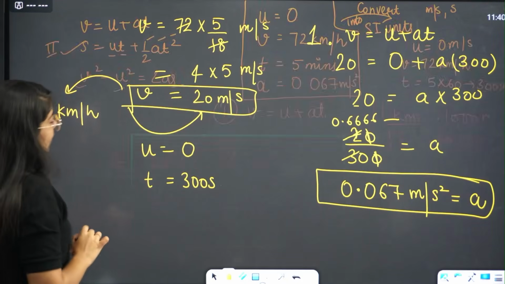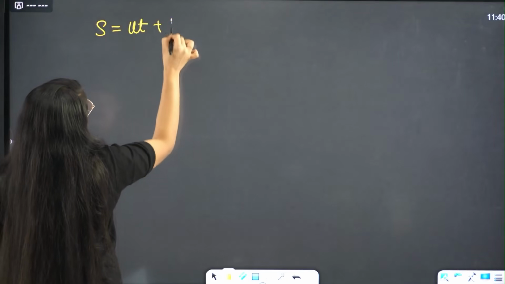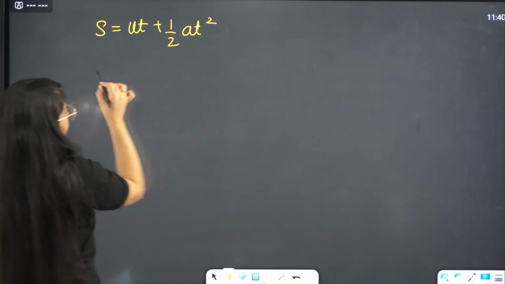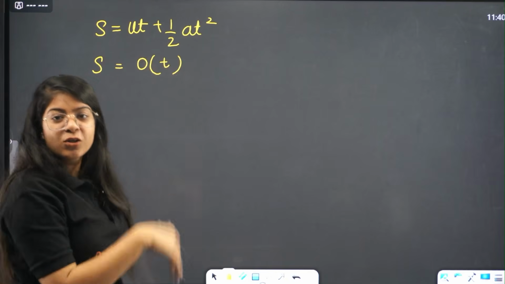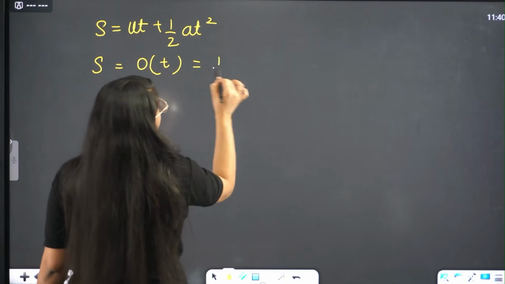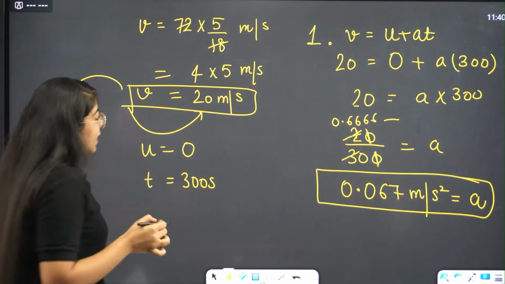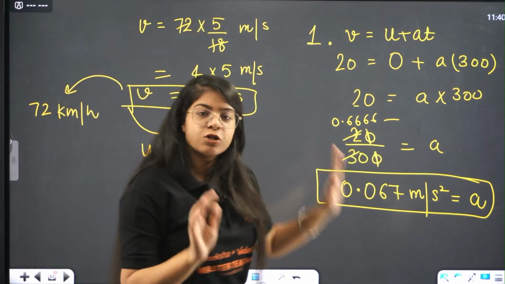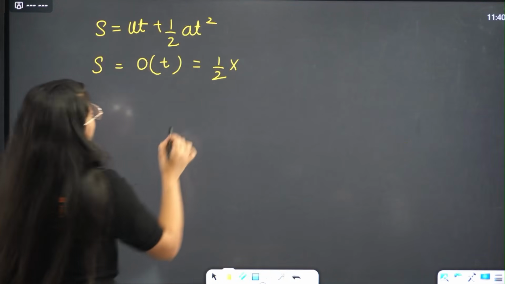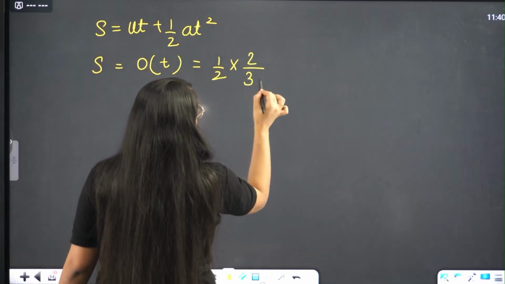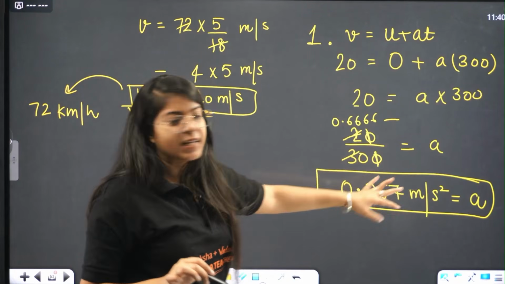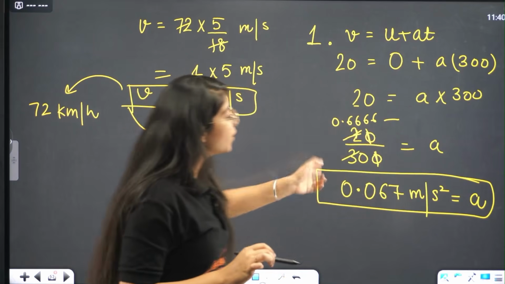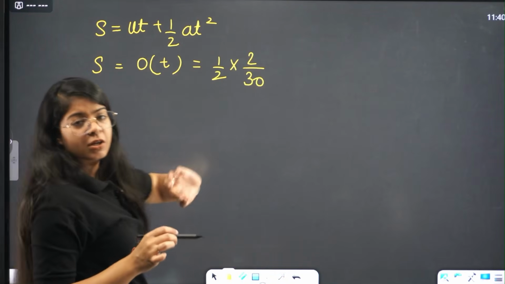The second equation is S equals to UT plus half AT square. S we have to find. U was 0, remember? So T into 0 will be 0, equals to half into A. For now, let's just write A equals to 2 divided by 30. I'll tell you why I'm writing this. See, it was 20 divided by 300. I cut one 0, 2 by 30 remains. To get the answer, I solved this. But to use it in another equation, let's just use 2 by 30.